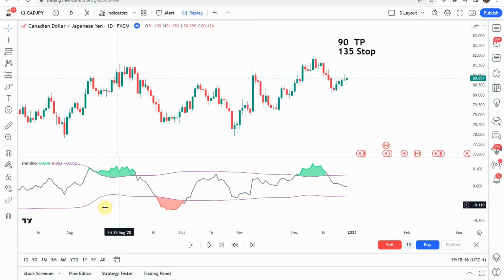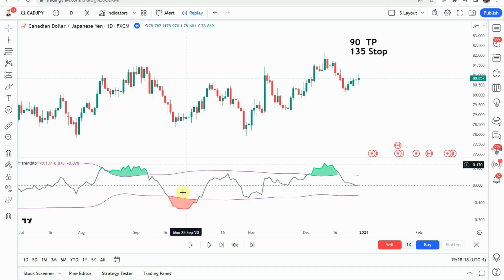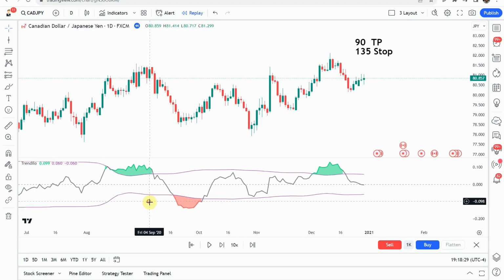So in the original testing, what we did was we looked for the plot line, the black kind of gray line here. We looked for it to break the middle band or the zero line to the downside or to the upside. And so when it broke to the downside, we would go short. When it broke to the upside, we would go long.